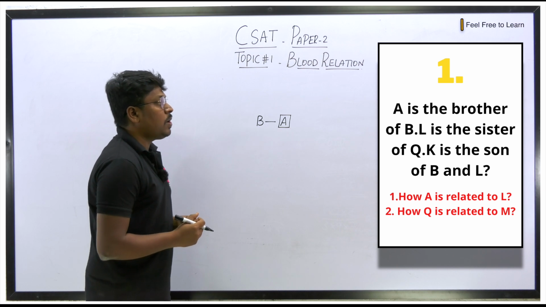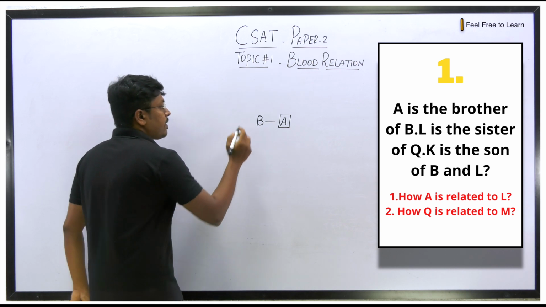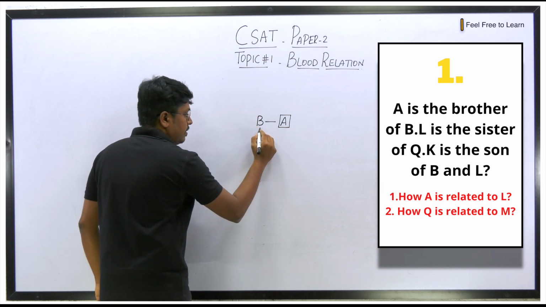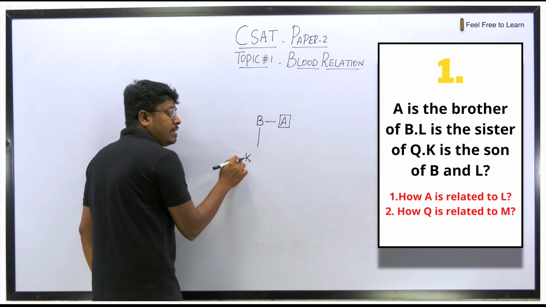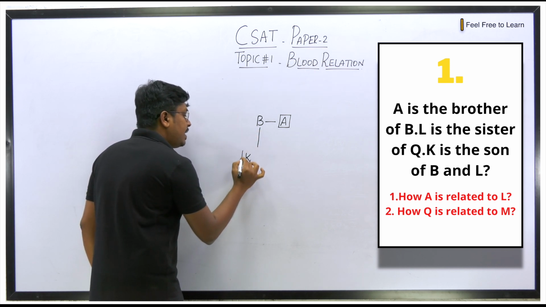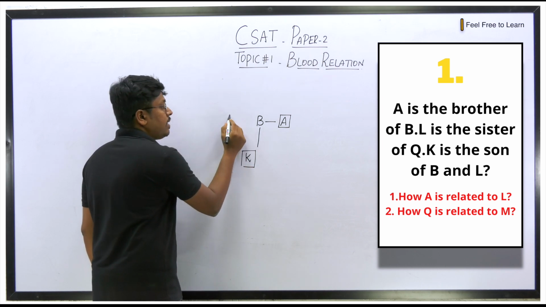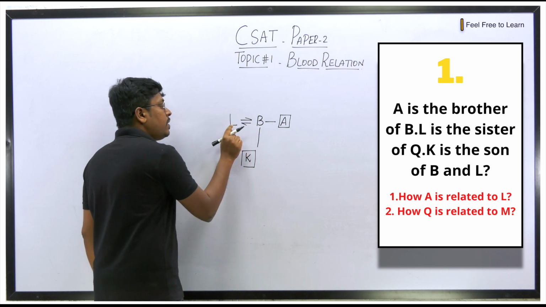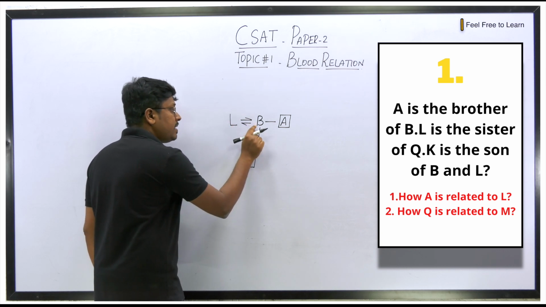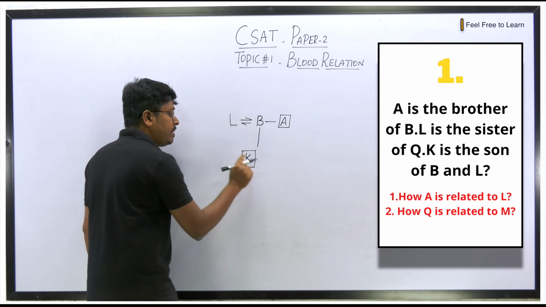K is son of B and L. Got it? Just listen here. We know that K is a son. So K is the son of B as well as L, right? So definitely they both should be a married couple, but we don't know whether L is male or female. Similarly, is B male or female? But we know that K is the son of B and L.